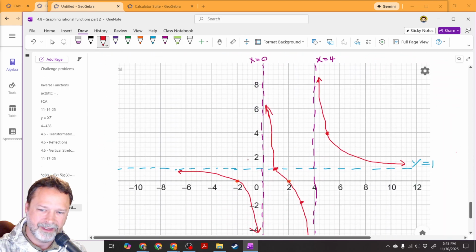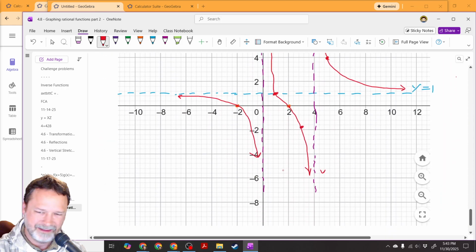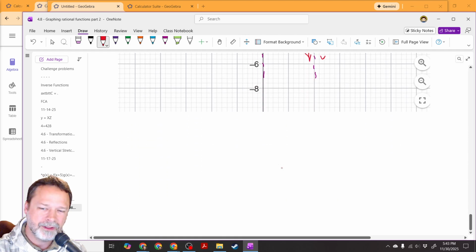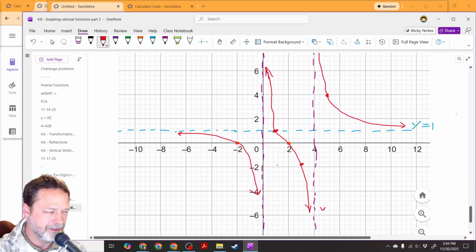You could tell even when I was doing this, I was thinking, that just doesn't feel right. So the more you do these, the more you get a feel for them, and we'll be able to sketch these out no problem.